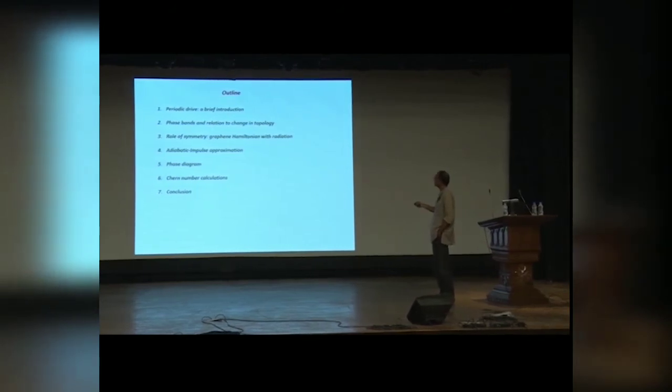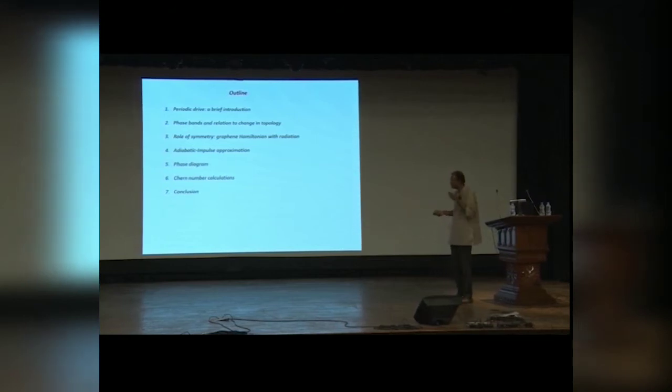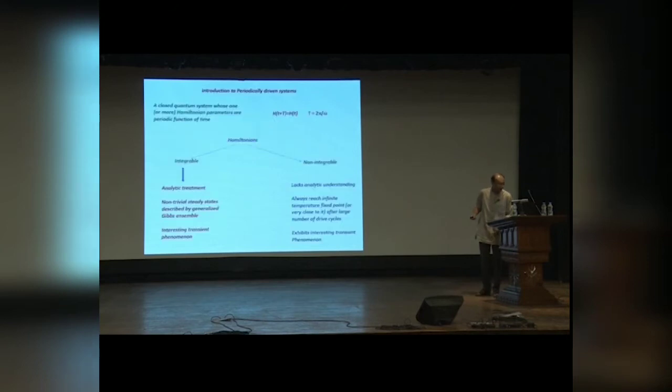First, I'm going to give a very brief introduction of periodic drive and talk about Floquet bands rather than the Floquet Hamiltonian, and its relation to change in topology. Then talk about the role of symmetry of the graphene Hamiltonian in the presence of external radiation, which is going to play an important role in detecting this topology change. And introduce this adiabatic impulse approximation, which has been used to obtain analytical insights into our data. Talk a bit about the phase diagram and Chern number calculations, although I don't think I'll have time to go into the last topic. So let me introduce this.